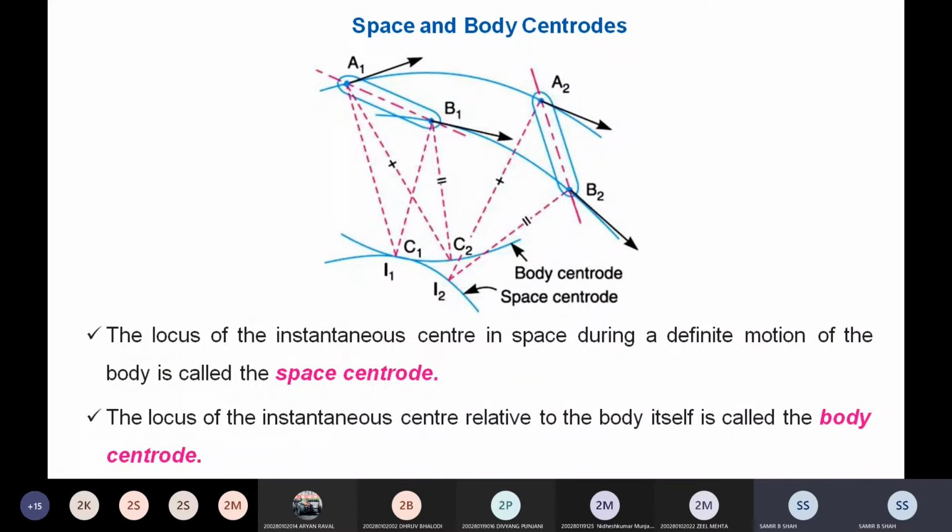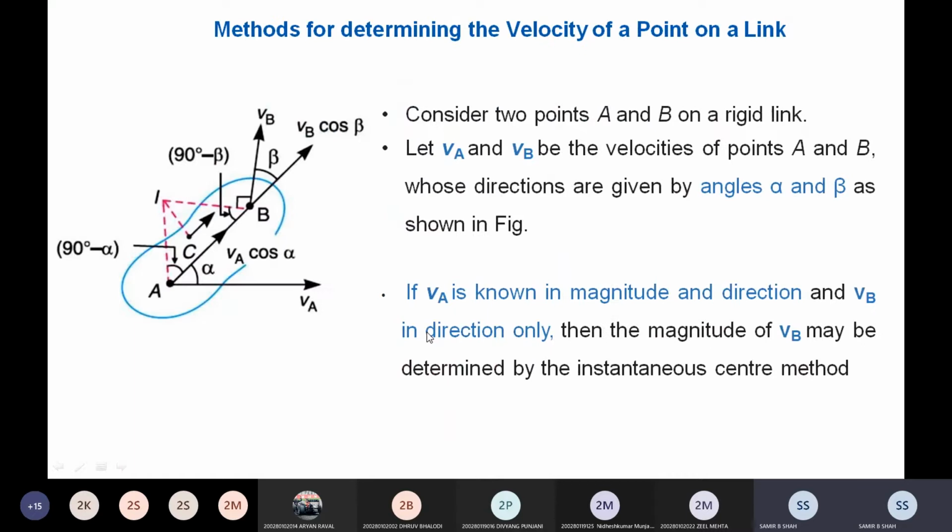Now the locus of the I-center in space during a definite motion of the body is called the space centrode. If we locus all the centers on the space, then that is known as the space centrode. And the locus of the I-center relative to the body itself is called the body centrode. If it is locused with the body, it is called the body centrode, and if it is locused with the space, it is called the space centrode.